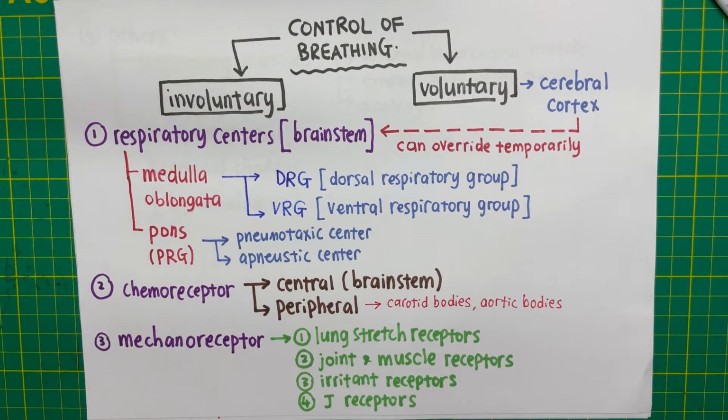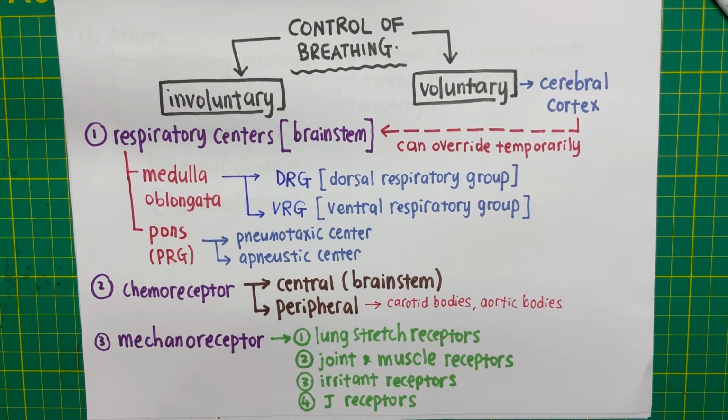Regarding the respiratory center at the brainstem, it involves the medulla oblongata. It has two components, which are the DRG or dorsal respiratory group, also known as the inspiratory center, and the VRG or ventral respiratory group, also known as the expiratory center. Next, we move on to the pons or PRG, the pontine respiratory group. It has two components: the pneumotaxic center and the apneustic center.